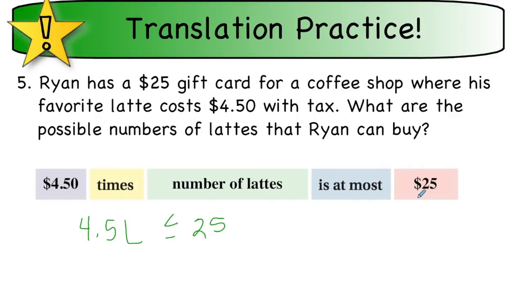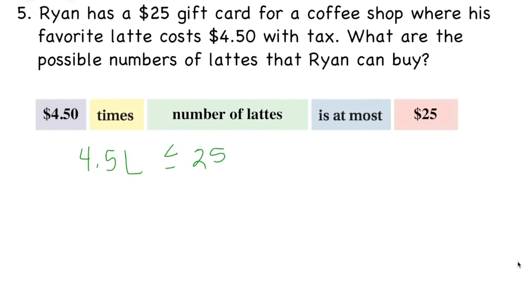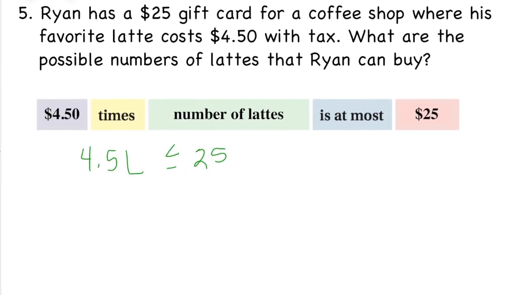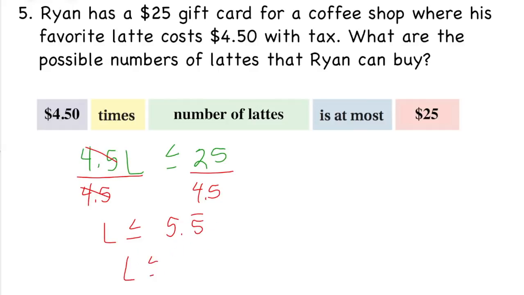So if we wanted to solve this, we would need to get L by itself. Since it's being multiplied by 4.5, we would divide by 4.5 on both sides. Then those cancel, and we would get L is less than or equal to 25 divided by 4.5. So L is less than or equal to 5.5, and that repeats. You can't buy part of a latte, so L has to be less than or equal to 5. You can get up to 5 lattes, but no more.